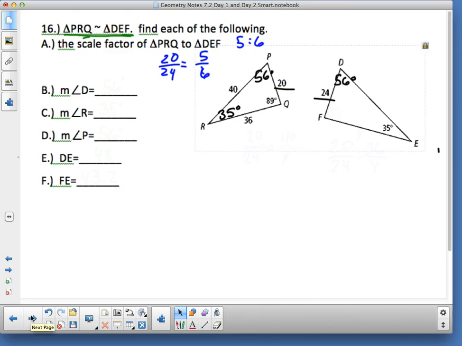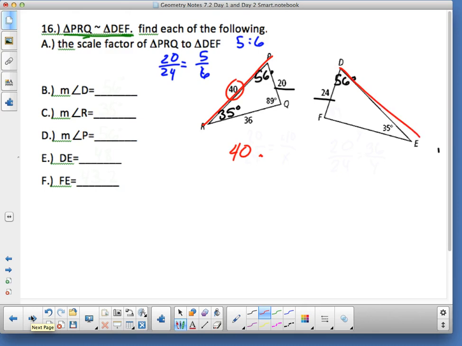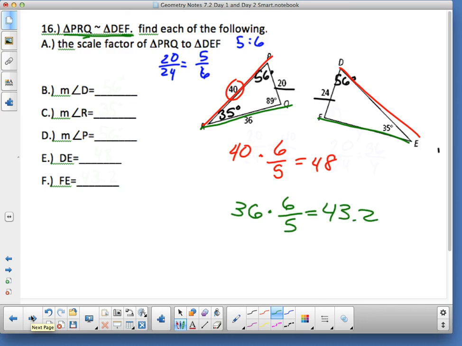In order to go from the small one to the big one using scale factor, I've got to have a value bigger. So I manipulate my scale factor. I have two choices, 5/6 or 6/5, which would result in a larger number when I multiply, 6/5. So if I have 40 and 40, this and this correspond, DE and RP correspond, 40 times 6/5 is 48. And I've got 36 in FE. 36 times 6/5 is 43.2.